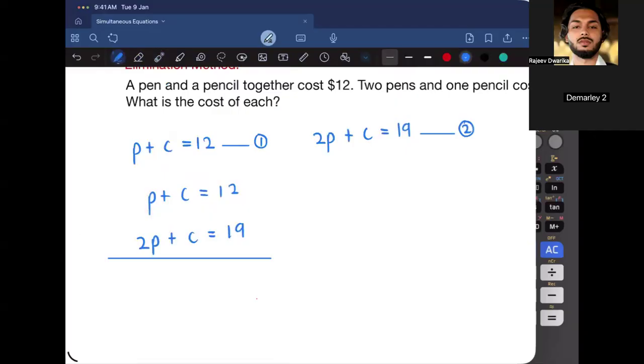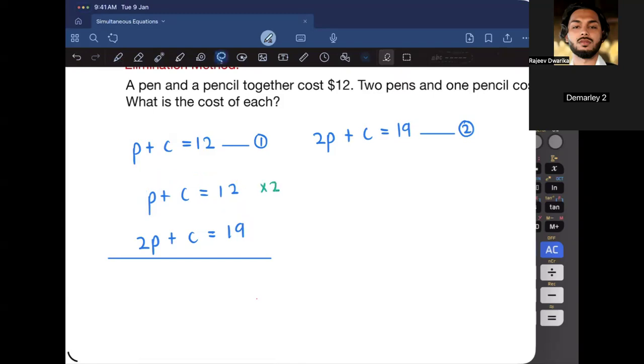I want this and this to be the same. So you see how I have 2P over here? I want to get 2P over here so I could minus it so it would cancel off from each other. So what do you think I should do with this equation if I want to get 2P over here? Multiply it by 2. Yeah, exactly.